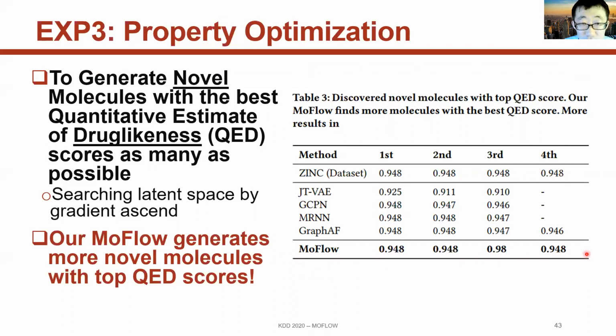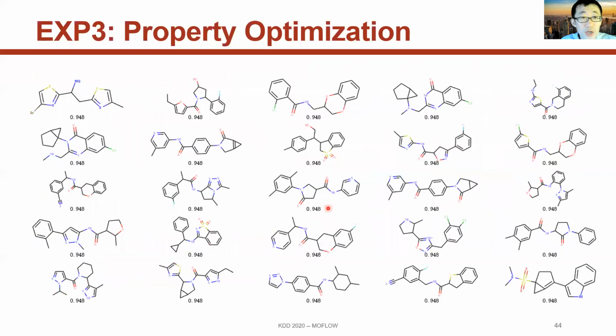Here are the top QED scores. We rank the top generated novel molecules. Our model can generate much more than the state-of-the-art results. Here we just show some of the performance and visualize some molecular graphs. All these molecular graphs have the best QED scores.